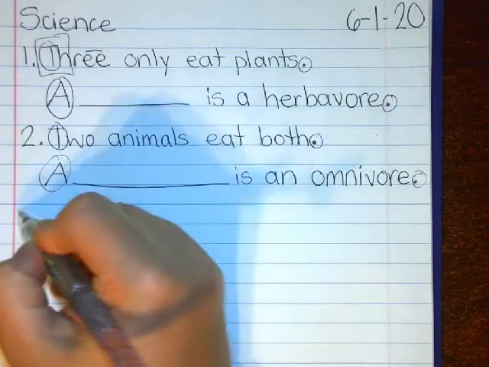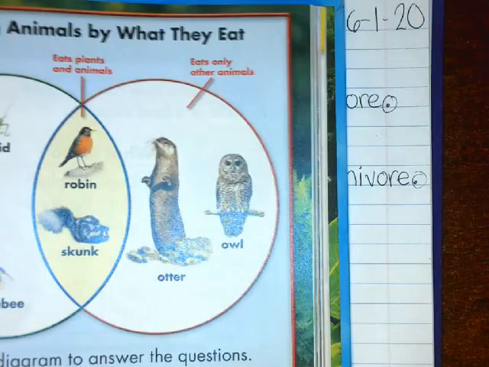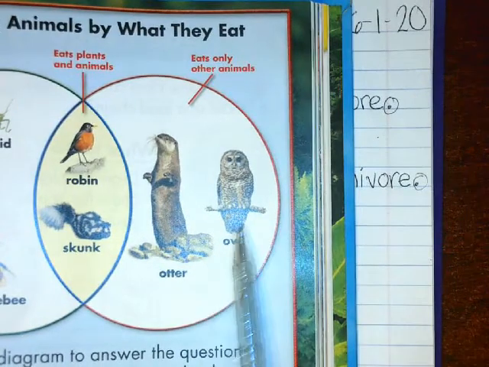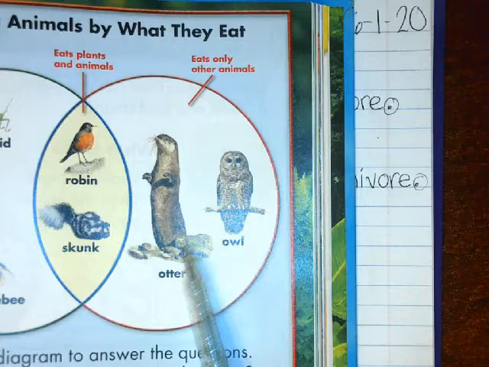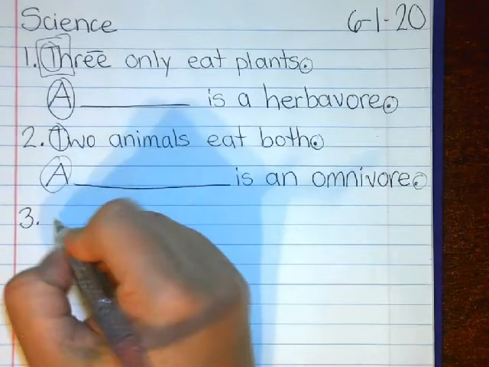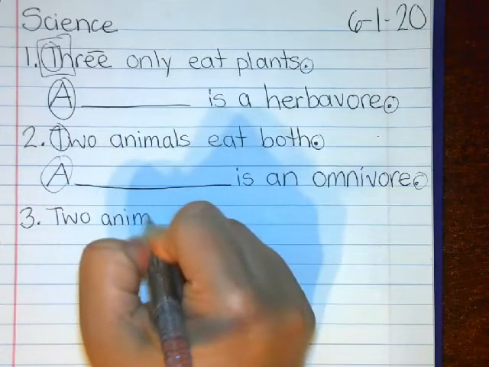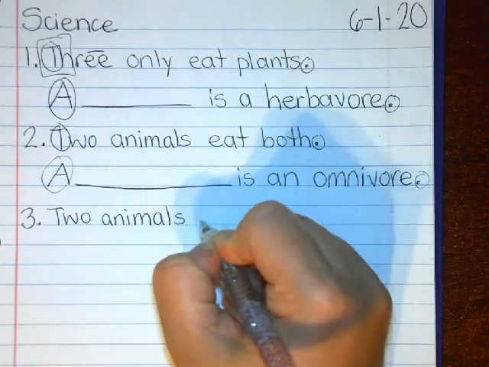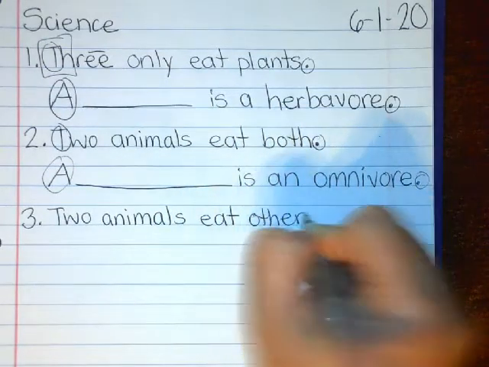Okay, number 3. Last question. It says, how many animals eat only other animals? In this Venn diagram, it shows 2, correct? Animals that eat only other animals. 2 animals eat other animals.